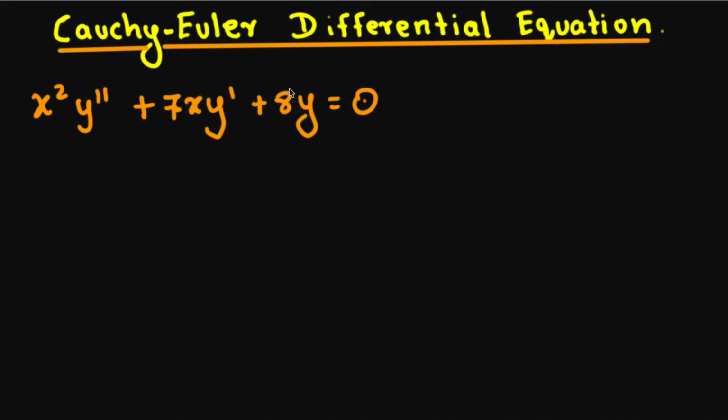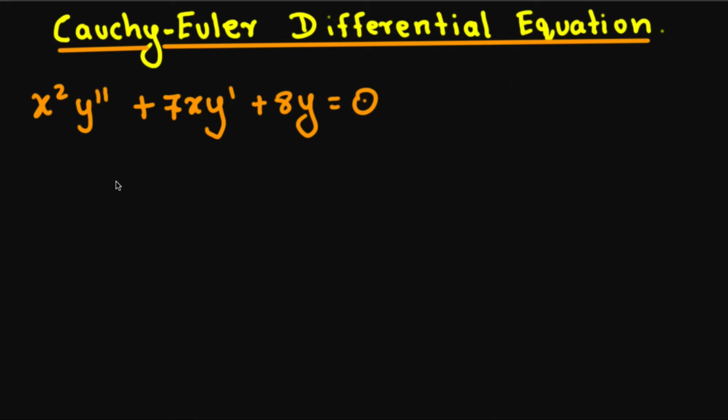And here x power 0, because we don't have any x, it means x power 0. Then we don't have any prime, it means this is a 0th order. X power 0, 0th order. So all the powers and the order of y next to it are the same. Therefore this is a Cauchy-Euler differential equation.